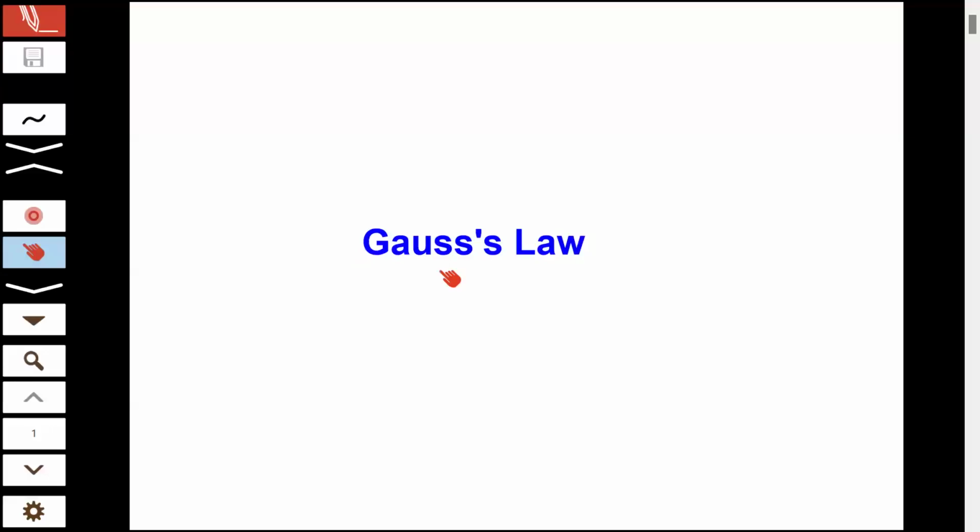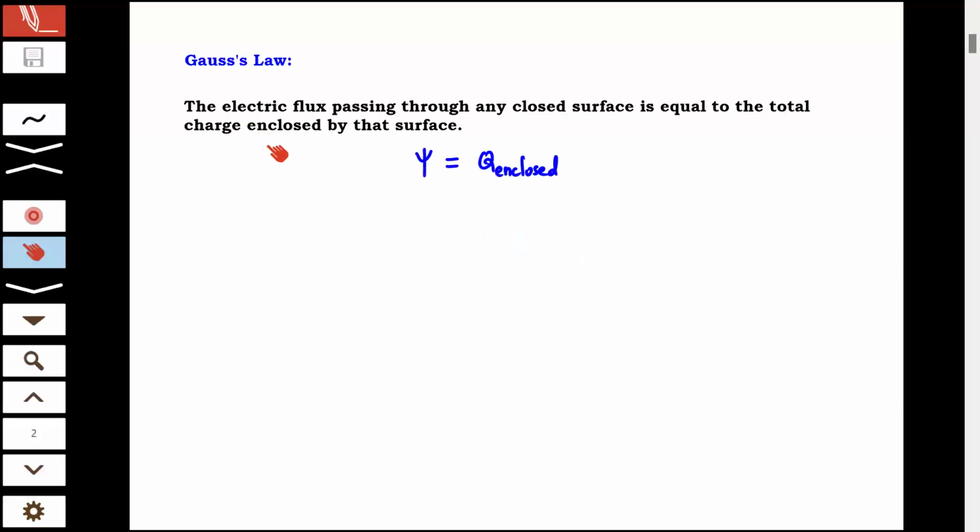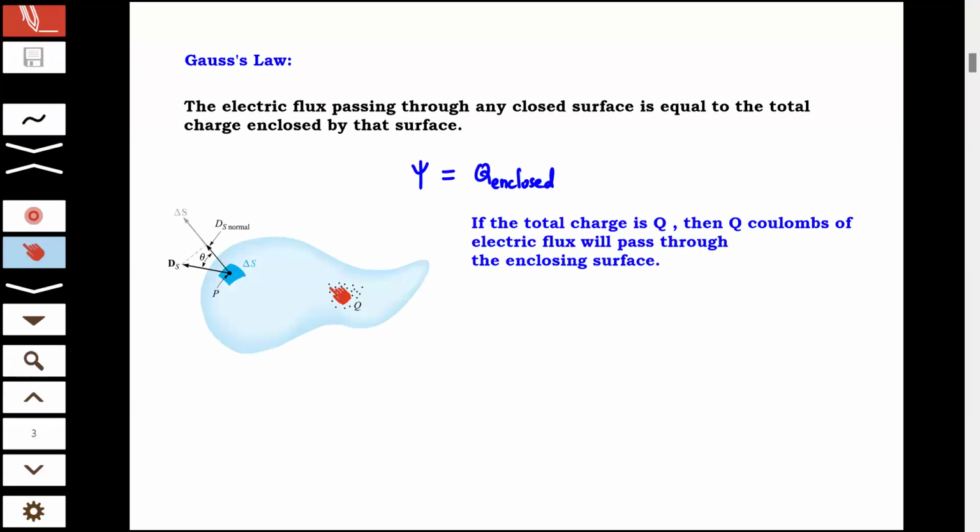Hello everyone. In this video, we'll start discussing Gauss' law, give the mathematical form of Gauss' law and prove the statement of Gauss' law. As per Gauss' law, the electric flux crossing any closed surface must be equal to the total charge enclosed by that surface. That is, the electric flux psi must be equal to the charge enclosed Q. For a closed surface as shown in this figure, if the charge enclosed is Q, then the flux leaving the closed surface must be equal to this charge Q.